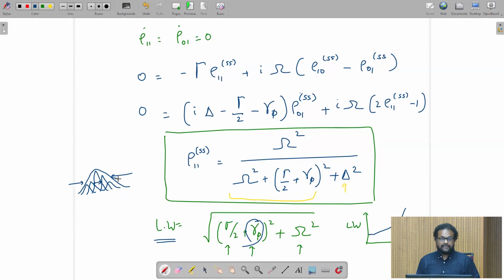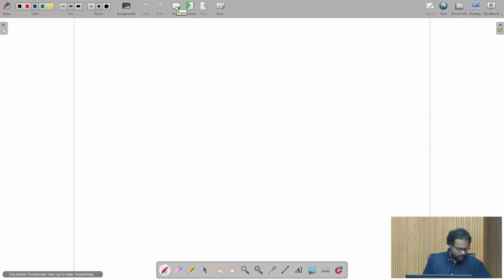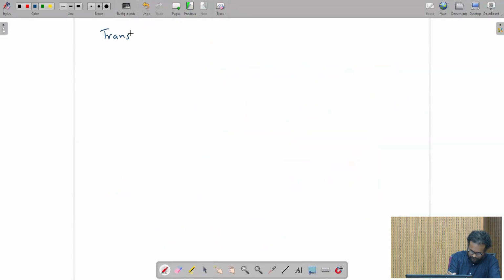Okay, so steady state is easy to do. What we are interested in now is some kind of dynamics, right? So to do that, let's try to use Q-tip. Before doing that, what I want to demonstrate to you are transient population dynamics.